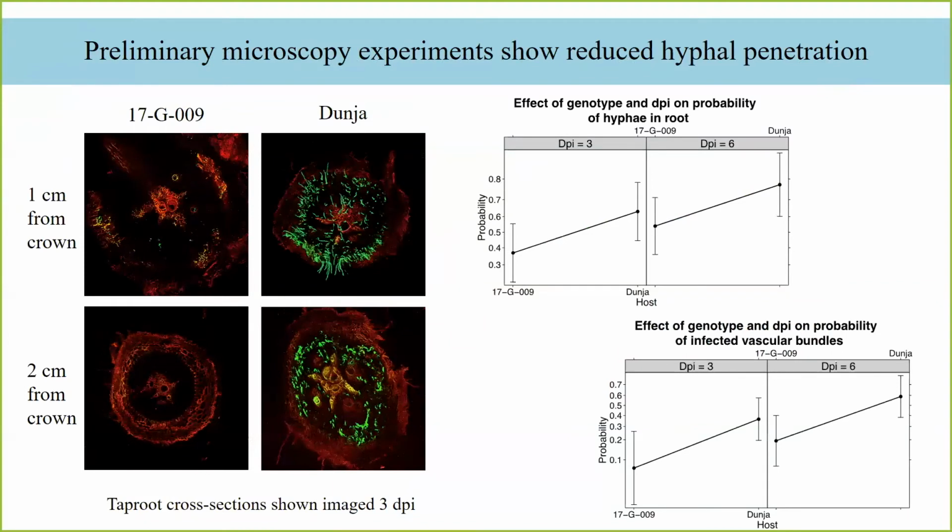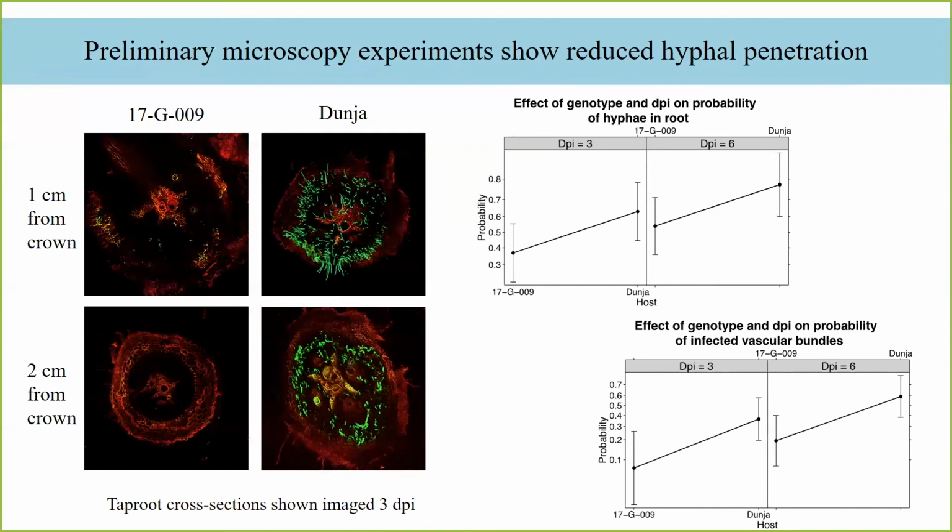So this summer, with the help of an undergraduate intern who worked on this project, we used a green fluorescent protein tagged isolate and confocal laser scanning microscopy to look at the infection process in both one of our partially resistant breeding lines, 17G009, and the susceptible zucchini variety Dunja. We looked at 96 taproot cross sections and gave them a binary score of hyphae present or absent in the root interiors and in the vascular tissue.